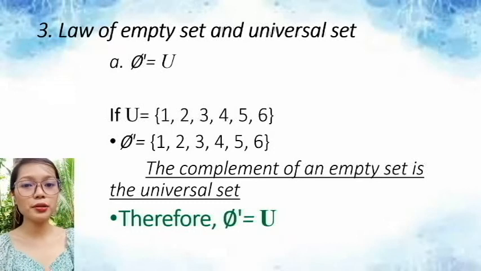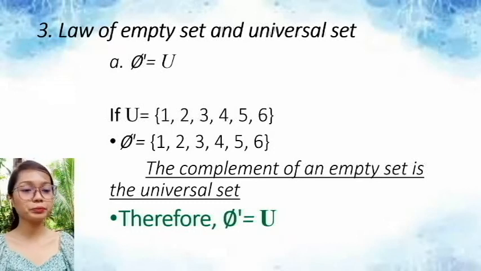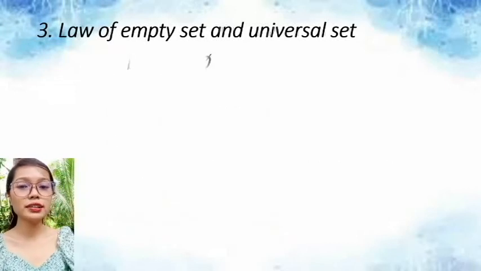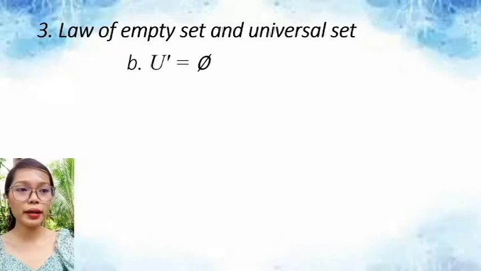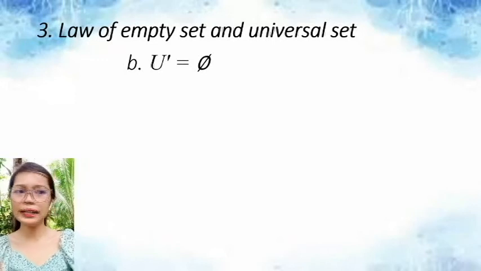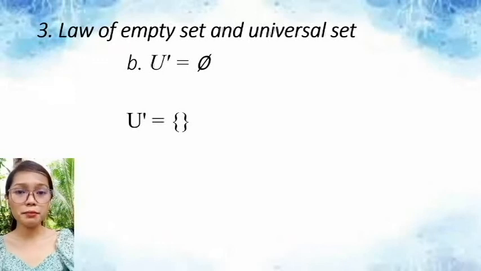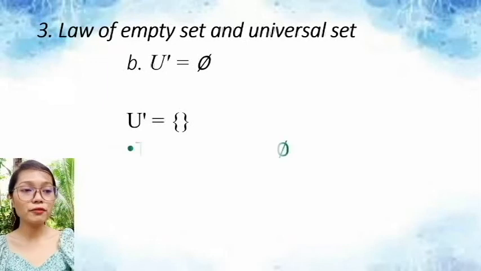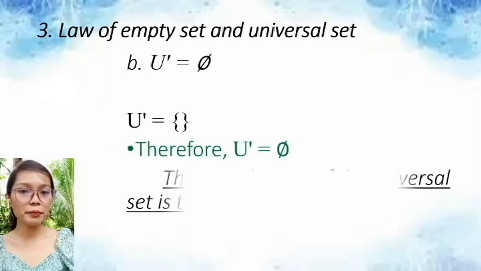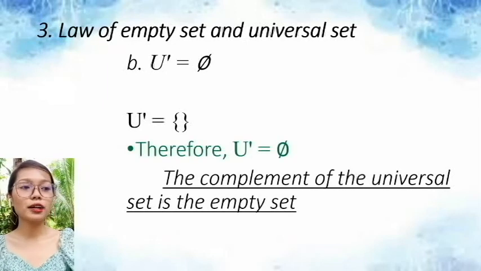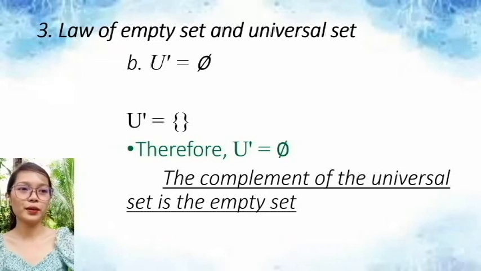Tanan ni siya, applicable ni siya in any given. Next, universal set prime or U complement is just equal to null set. So, baliktad ra silang duha. Okay. Unsa may wala ni universal set? Diba wala? Or unsa may complement ni universal set? Diba wala? Therefore, U prime or U complement is null because the complement of the universal set is the empty set. Okay?